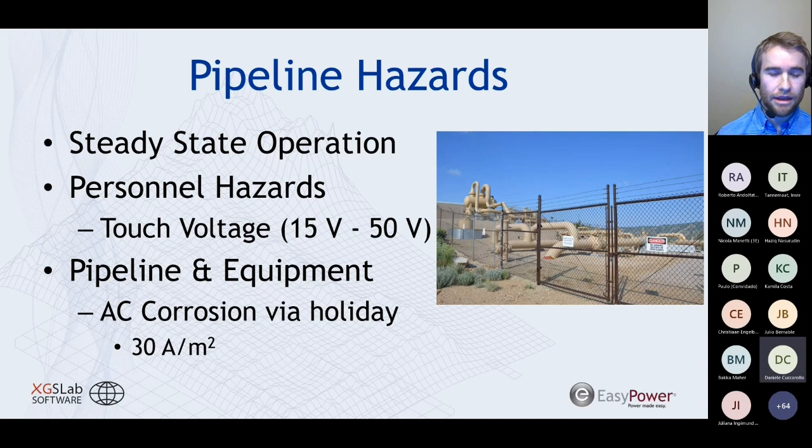One thing we can look at is the AC current density, which is often described as amps per meter squared. And what the standards typically dictate is around 30 amps per meter squared. That's where we can start to see some AC corrosion concerns occurring. So that'll be one of the criteria that we look at from an AC interference study with pipelines.